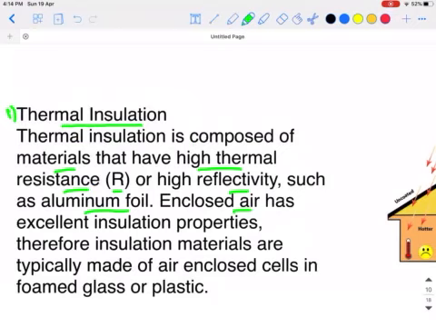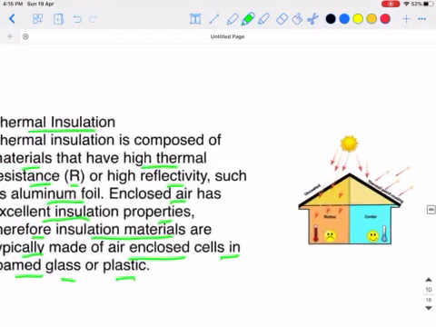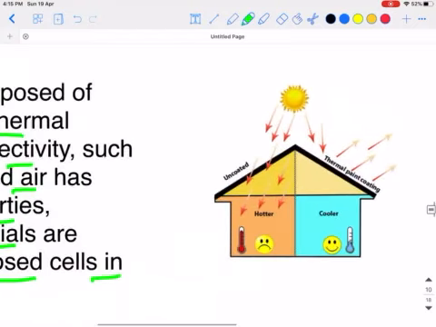Enclosed air has excellent insulation properties. Therefore, insulation materials are typically made of air enclosed cells in foam, glass, or plastic. In this image, we can see that thermal insulation is used for a building.